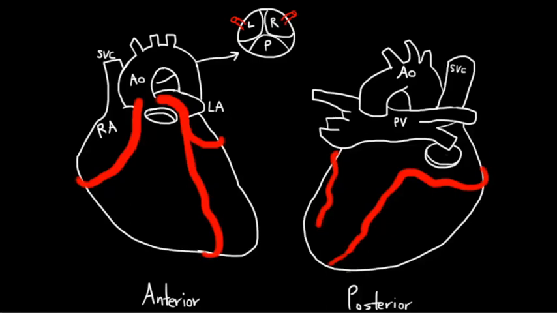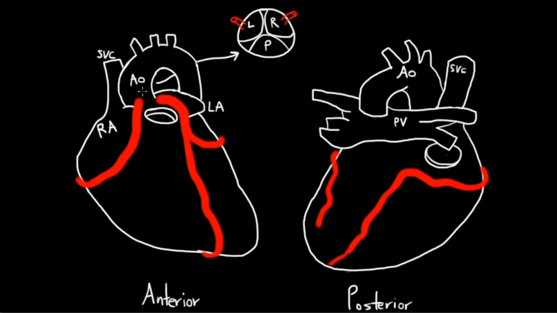Okay, this is the first in the series of videos on coronary anatomy. So let's go ahead and get started. What you're looking at here is the anterior and posterior aspect of the heart, and the major arteries are already drawn in red, as you can see, and we're going to label these as we go.